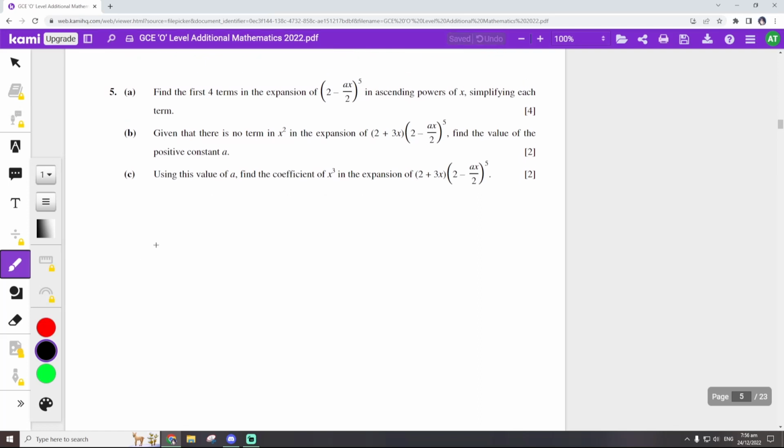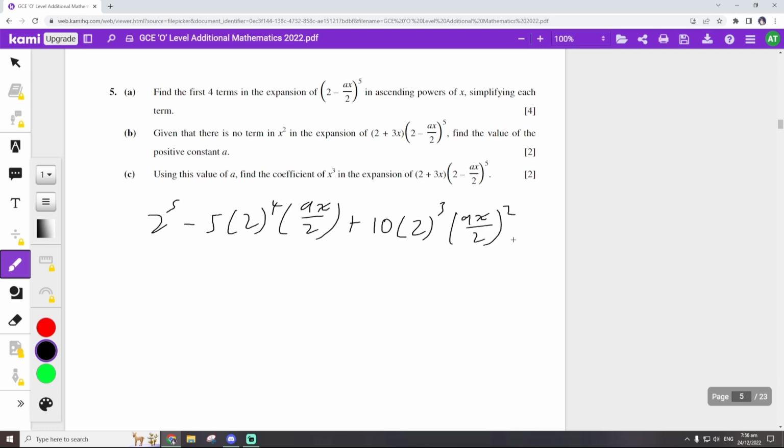Binomial. Find the first 4 terms in this expansion. So that will be 2 to the power of 5, minus, if I choose 1, which is 5, 2 to the power of 4, ax over 2, plus 5 choose 2, which is 10, 2 to the power of 3, ax over 2 squared, and then the last term, minus 5 choose 3, which is also 10, 2 cubed, rather 2 squared, ax over 2 cubed.